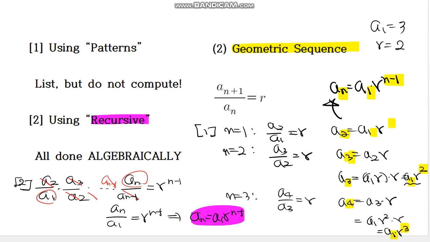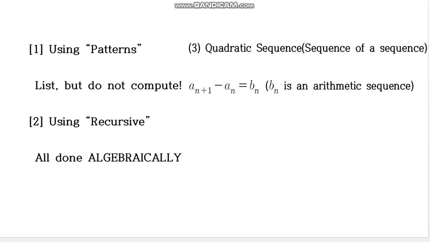So now let's move on to the next sequence, which is a quadratic sequence. Quadratic sequence is kind of a British term, I think, and sequence of a sequence is more of an American term. And now, here, bn is an arithmetic sequence. So let's just suppose that its common difference is just d. Then first of all, let's use the first one. Now we do not want to compute anything. We just want to plug in numbers here.